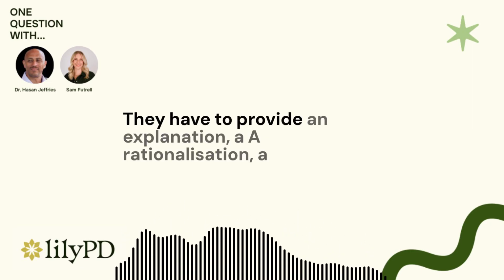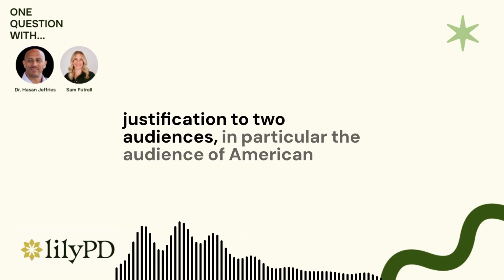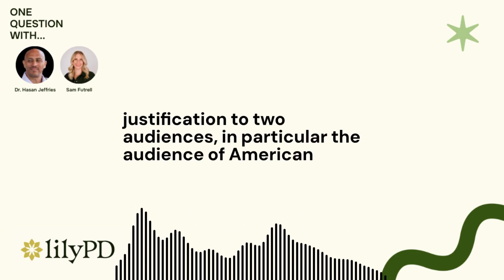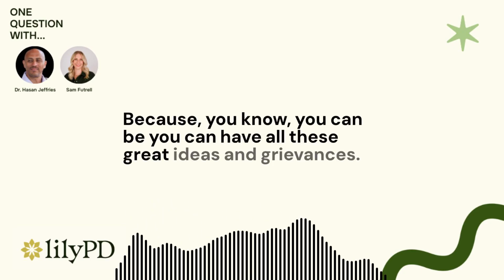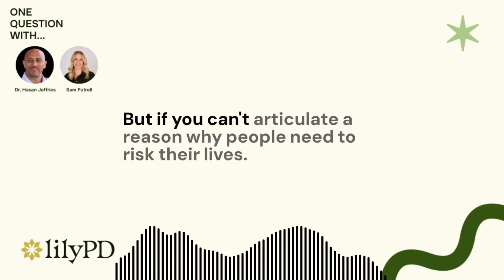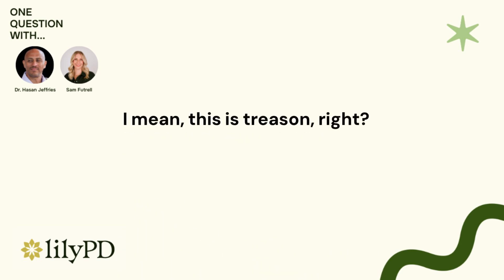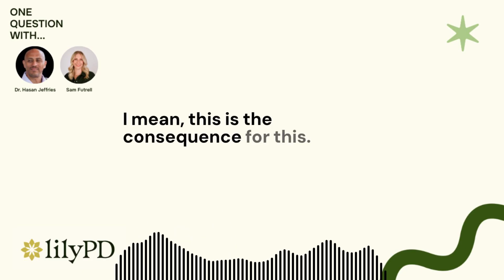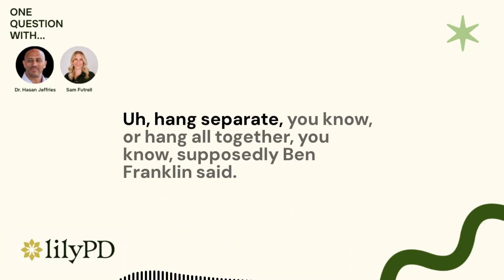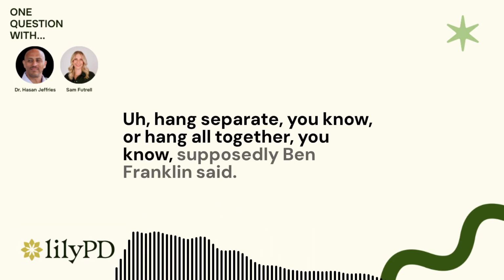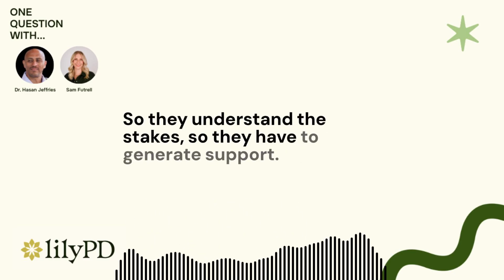They have to provide an explanation, a rationalization, a justification to two audiences in particular. First, the audience of American colonists, because you can have all these great ideas and grievances, but if you can't articulate a reason why people need to risk their lives, I mean, this is treason. The consequence if this doesn't work is death. "Hang separately, or hang all together," supposedly Ben Franklin said. So they understand the stakes. So they have to generate support.